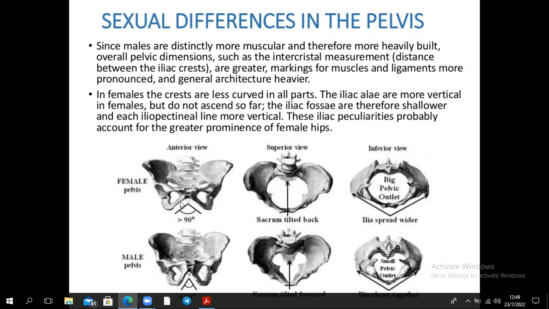If you look at the pelvis, the pubic arc is going to be almost 80 to 90 degrees in females, whereas in males it's going to be a bit acute, almost 50 to 60 degrees. And the sacrum is tilted backward in the female, whereas in the male, the sacrum is tilted forward. And iliac peculiarities in the female pelvis give rise to the greater prominence of the female hips.